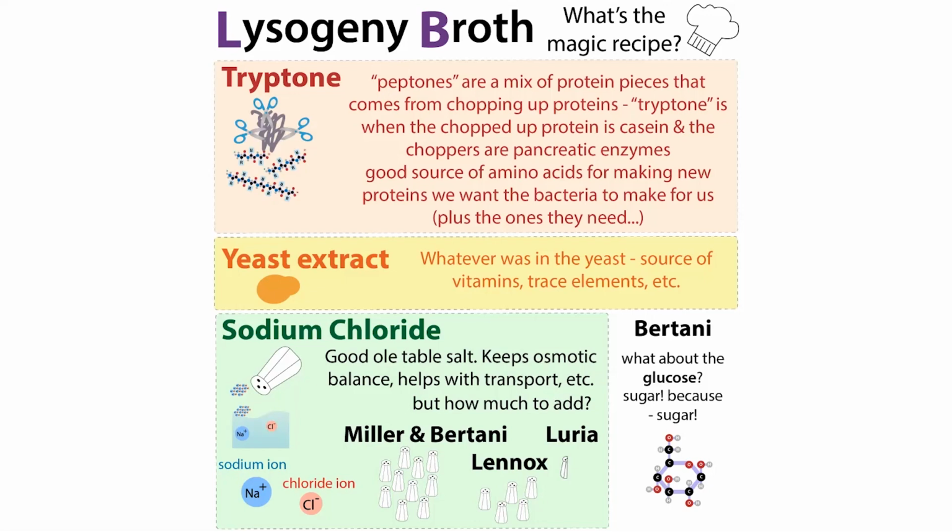And so this is like one of the main milk proteins and that sort of thing. And so this gets chopped up by pancreatic enzymes to give you this tryptone. And this is a good source of amino acids, so of protein building blocks, so that we can get the cells to make lots of protein that we need them to make, whether it's for their own stuff or for proteins we want them to make for us.